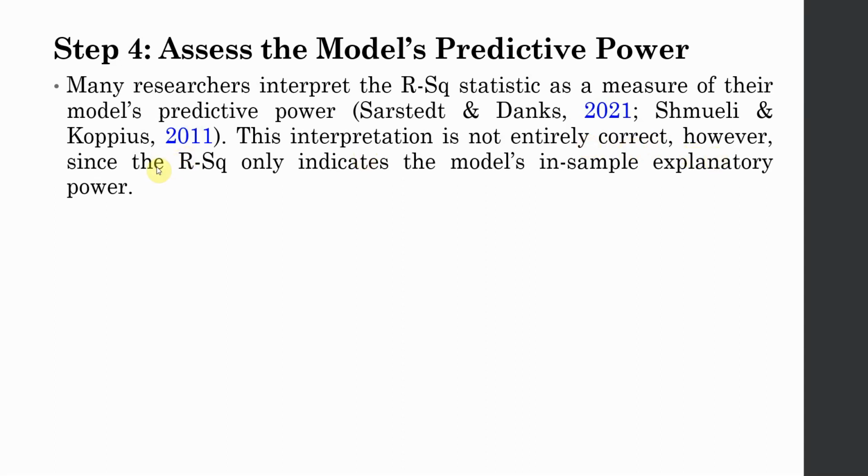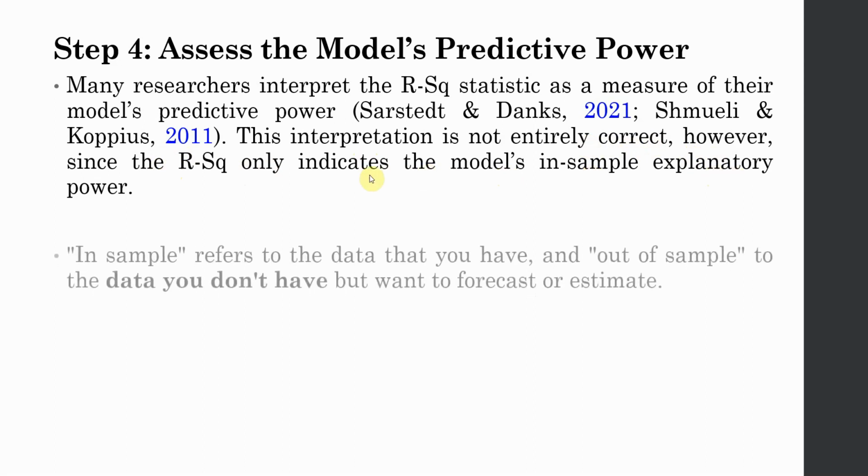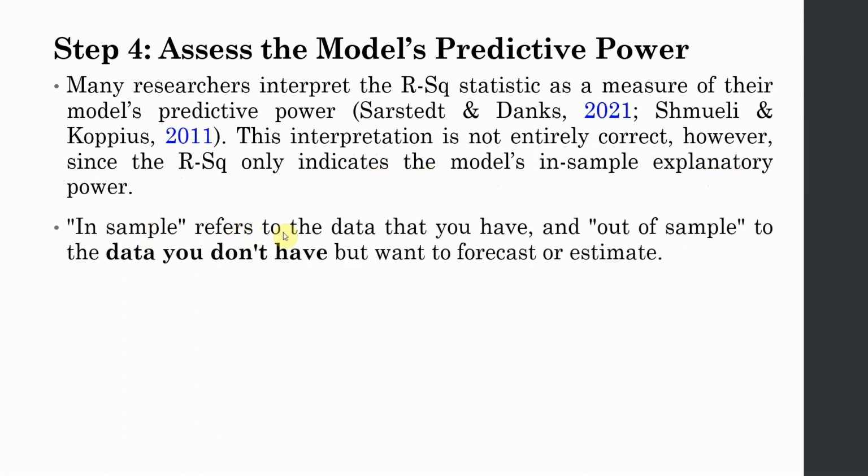R-square only indicates the model's in-sample explanatory power. In-sample here refers to the data that you have, and out-of-sample to the data that you do not have but want to forecast or estimate. So R-square can explain the sample that you have. However, you cannot estimate the sample that you do not have, that is, out-of-sample prediction is not possible.